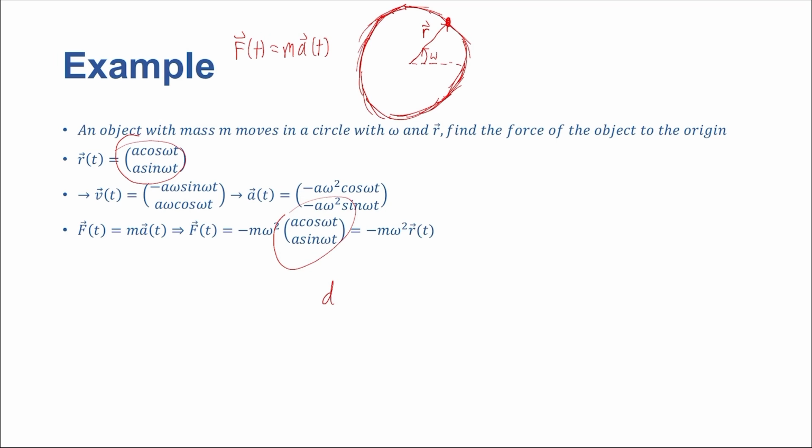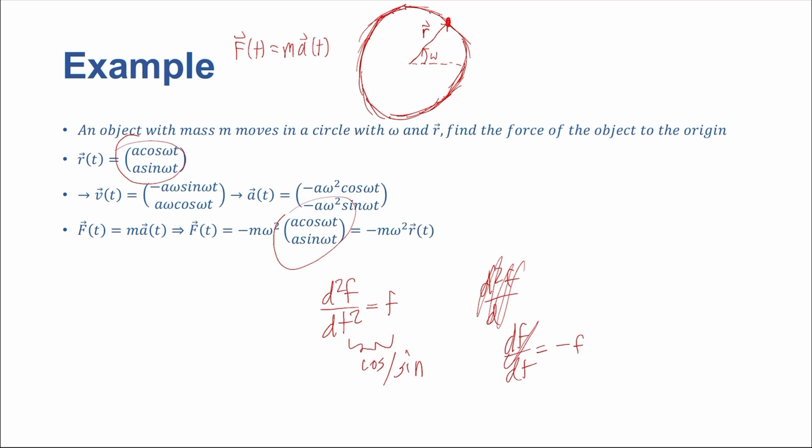If I say d squared f dt squared is equal to f, that is solved by cosine and sine, because the other alternative is that d squared f dt squared is equal to negative f. That's the differential equation that we want to use. That's just false.